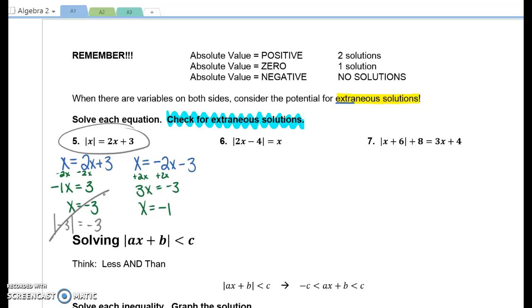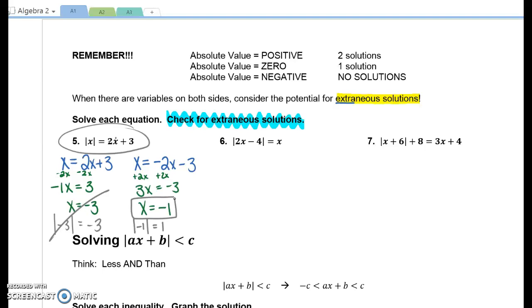Now let's check the -1. Absolute value of -1. Let's plug -1 in on the other side. 2 times -1 is -2. -2 plus 3 is 1. Does the absolute value of -1 equal +1? Yes, it does. So you can box that solution. X equals -1 is the only actual solution. -3 is an extraneous solution, an extra solution.